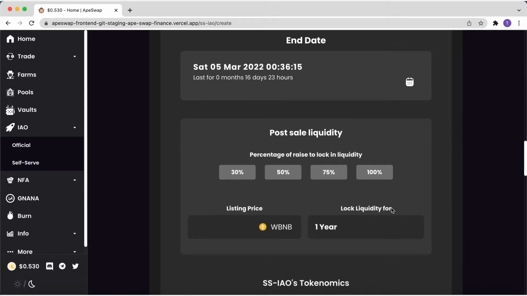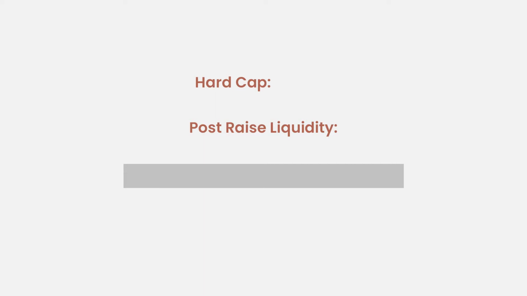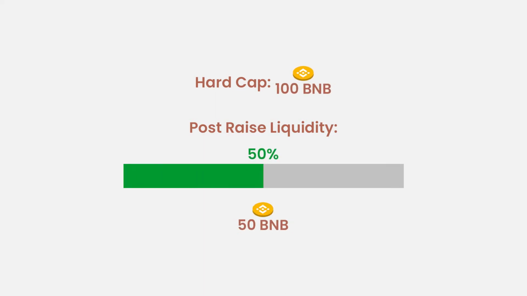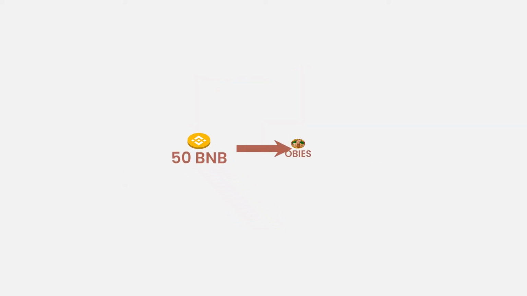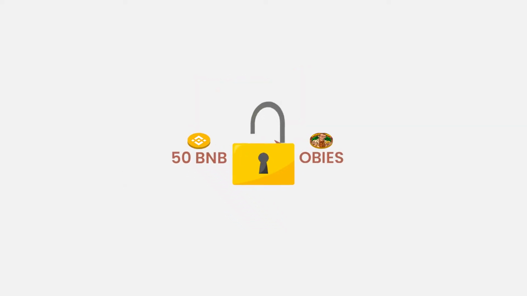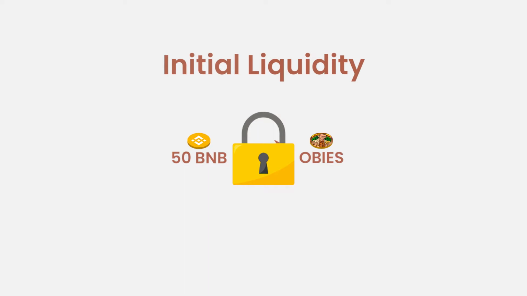Finally, select the amount of funds raised you would like to lock and add as initial liquidity upon completion of the raise. This includes selecting percentage of funds raised to be used for liquidity. For example, if you set a hard cap of 100 BNB, and you decide to select 50% as your post-raise liquidity, 50 BNB will be paired with unsold tokens and locked as initial liquidity on ApeSwap.